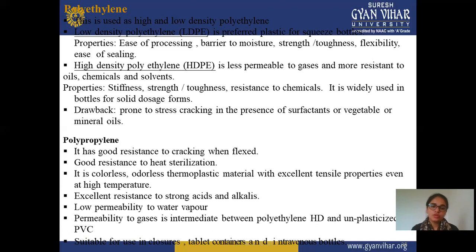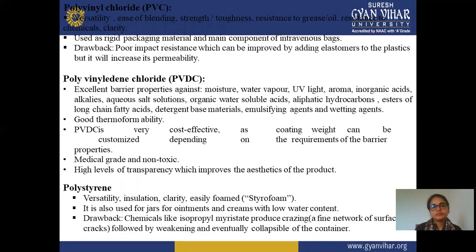And next, it is suitable for use in closures, tablet containers and intravenous bottles. It means this is suitable for different types of formulations, so you can prefer it for different uses. It is suitable for multiple types of formulations, maybe tablet containers, intravenous bottles and some closures. So polypropylene is overall good compared to polyethylene.